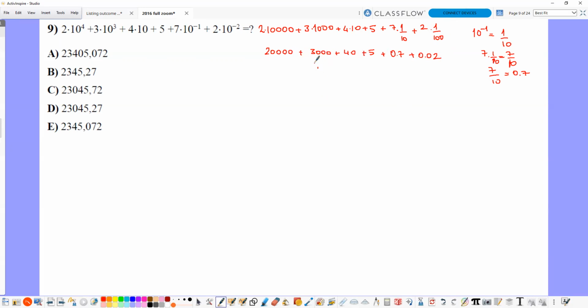20,000 plus 3,000 is equal to 23,000. This is 23,000, and plus 45, it's going to be equal to 23,045. Here, 0.70 also we can write. This 0.7 plus 0.02 is going to be equal to 0.72. So the answer is equal to 23,045.72, which is equal to C.